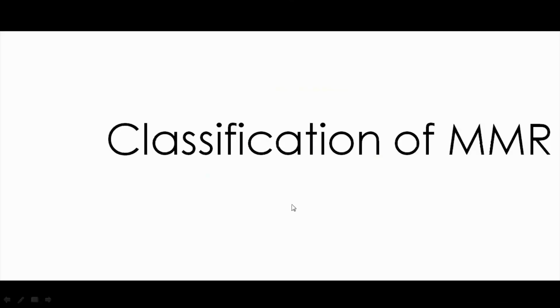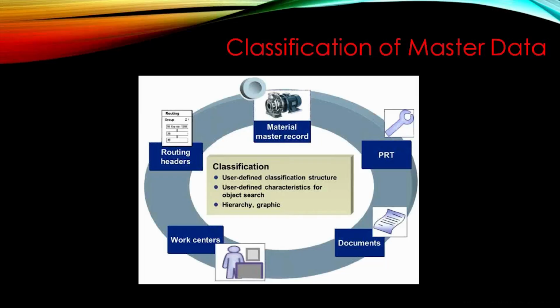Now we'll talk about classification of material. What classification of material means is materials can be classified depending on different criteria. Not only material, different master data can be classified. For example, not only material master, so here you can see we have material master here. Material master can be classified, but also the PRT master data that we'll discuss later on, documents, work centers, and routings can be classified with some classification.